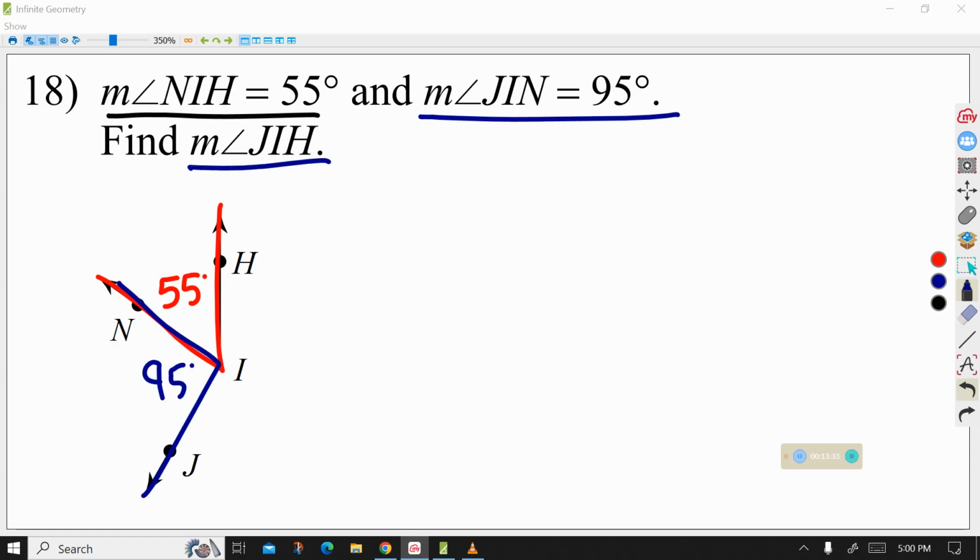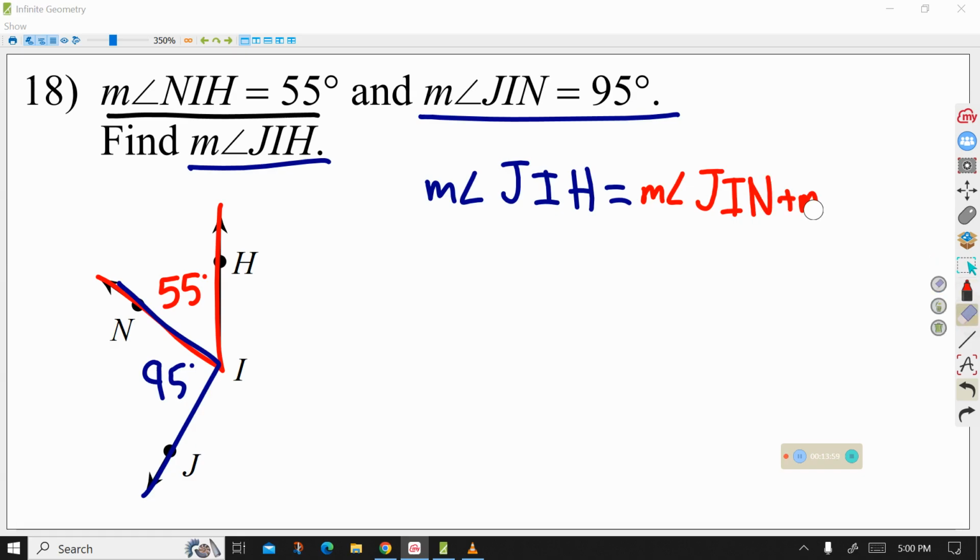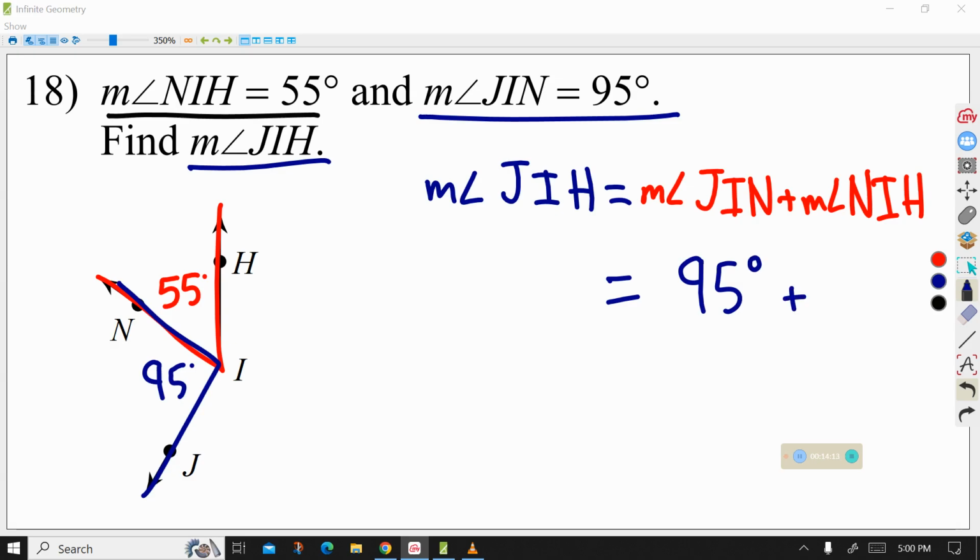Then it tells us to find the measure of JIH. So I guess the first thing I could do is write that and leave a place that I could put it, okay? But now maybe we could realize that the measure of JIH should be equal to the sum of the two pieces of the angle, right? Because I have those two pieces. So if I was to do the measure of JIN plus the measure of NIH, then I would have exactly what I need, right? Now, if we substitute everything in, we'll be all right. Okay, the only things that I can really change are the ones on the right, though, because JIN is 95 and NIH is 55.